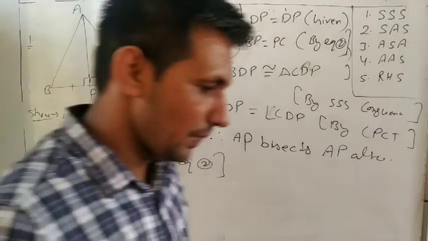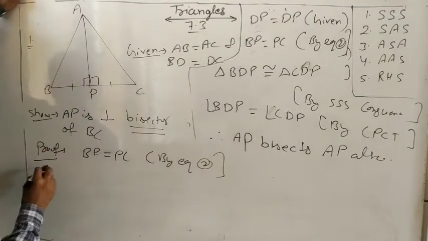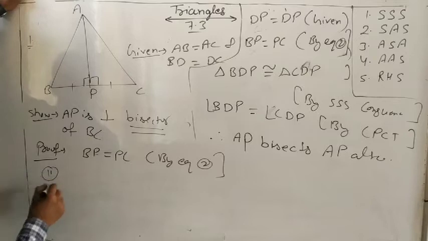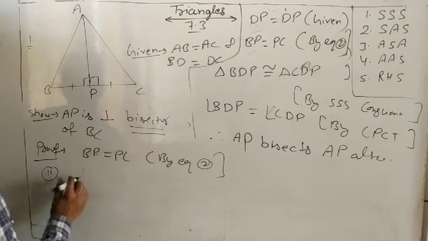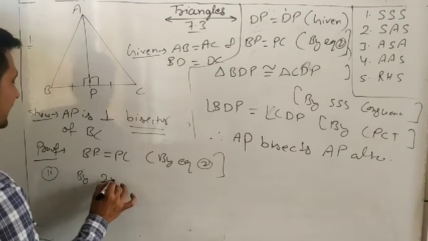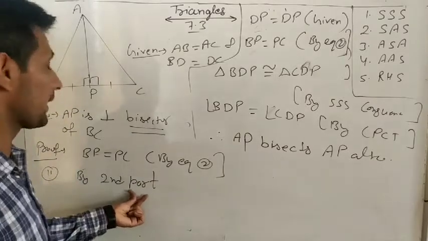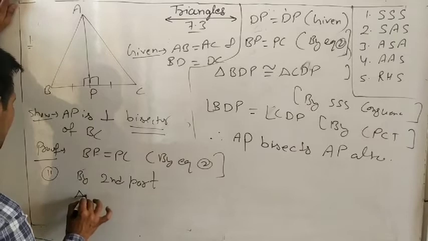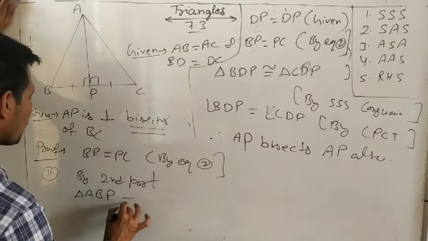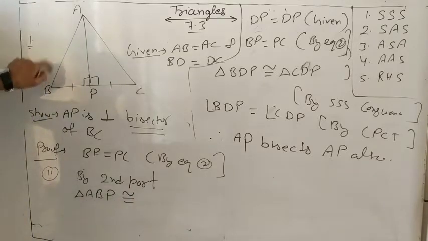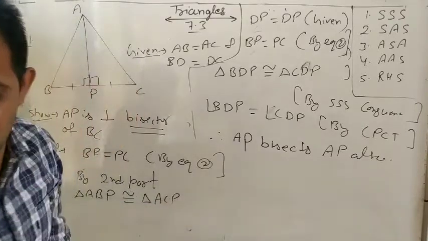And we know in the second part we already proved that triangle ABP is congruent to triangle ACP, so you can write by second part, triangle ABP congruent to triangle ACP. We already proved that, or not?